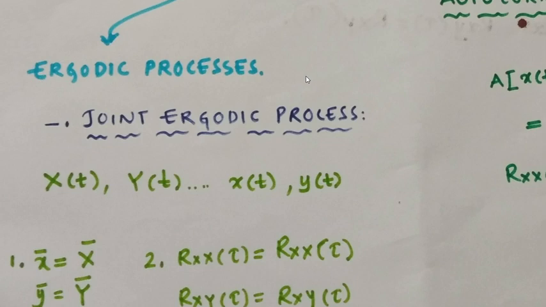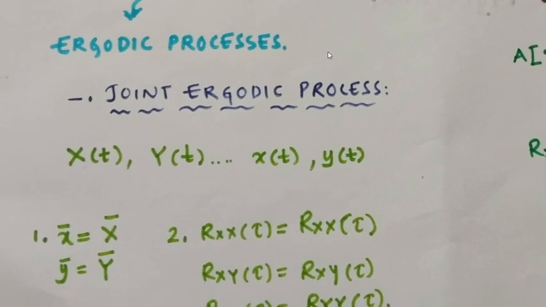Here we will go through the various types of ergodic processes, of which the first one I am going to discuss is the joint ergodic process. Joint ergodic process means we have two different random processes, x of t and y of t, and the sample function defined in x of t is small x of t, and the sample function defined in the random process y of t is small y of t. So the first condition is what? The mean of all the sample functions is equal to the mean of the corresponding statistical random process in the case of x and in the case of y also.